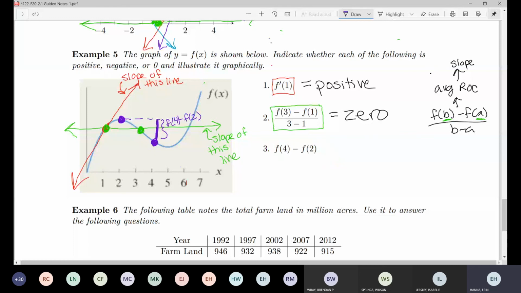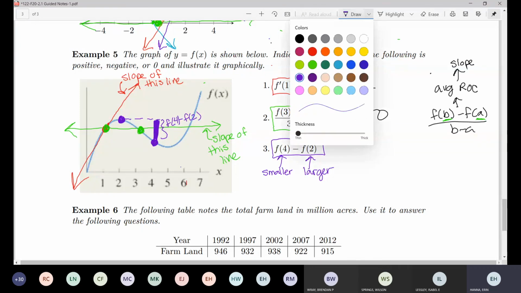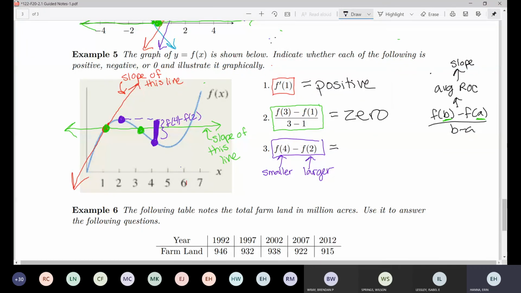But then we need to be the tiniest bit careful, because is this positive, negative, or 0? Well, look at these y values on the graph. f of 4 is smaller, and f of 2 is the larger y value. So while it represents this distance that I just pointed out, it's actually going to turn out to be negative because we're taking a smaller value minus a larger value. So this would end up being negative.